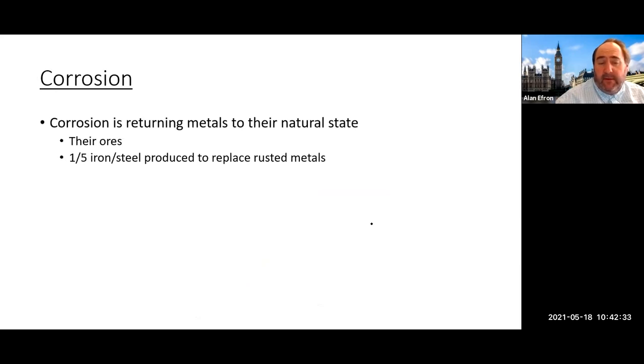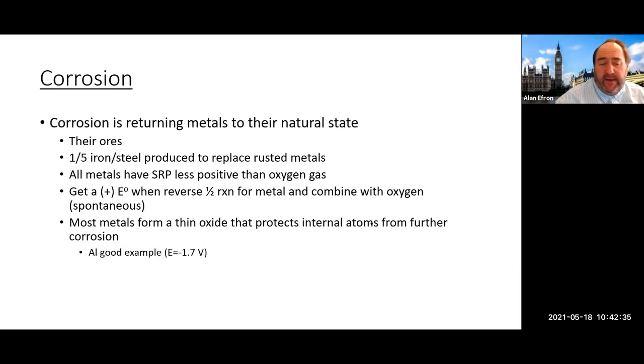Okay, we're also going to talk about corrosion and how it relates to electrochemistry and galvanic cells, and why we see certain things. Corrosion really is returning metals to their natural state. It's when metals go through oxidation that we consider corrosion. About 1/5 of the steel made is used to replace metals that get rusted.